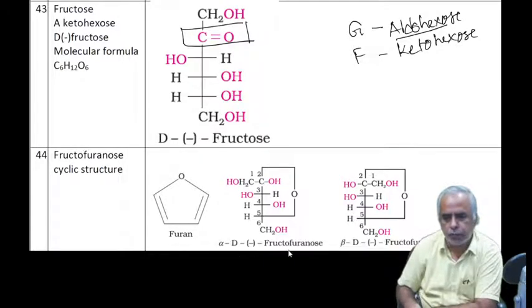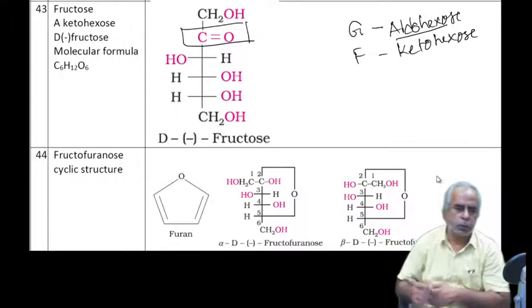And it's called fructofuranose. So this is alpha D minus fructofuranose. Because of the rotation of OH, here we can have alpha fructofuranose and beta fructofuranose. So likewise we have two types of isomers. Take down.